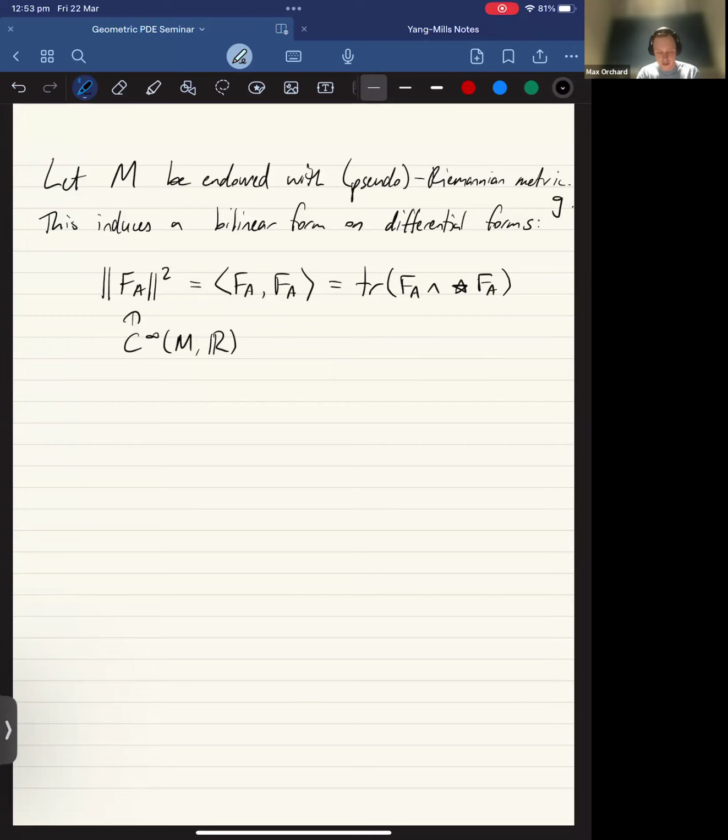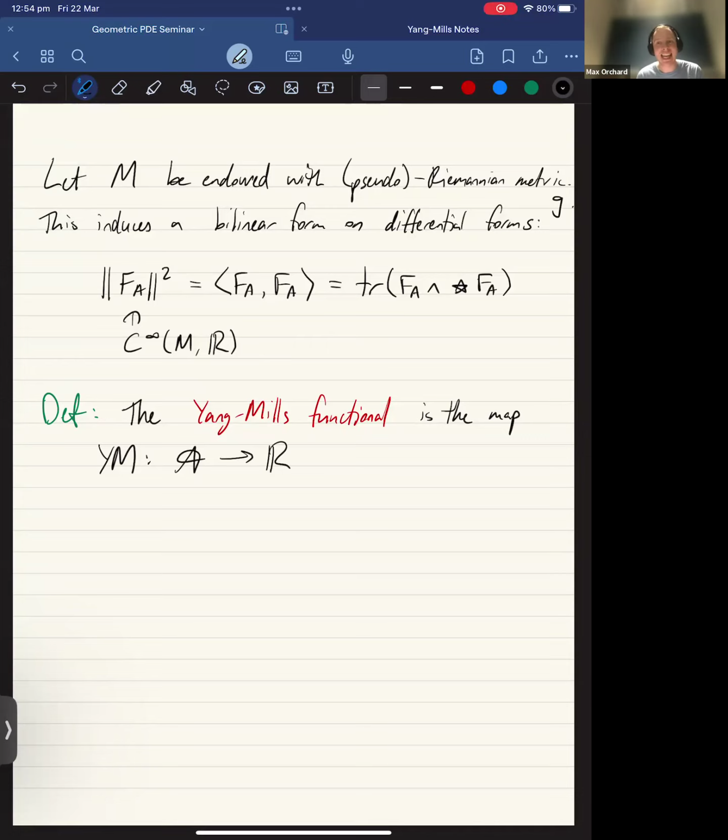So now that we have this, I'm going to define the Yang-Mills functional. Now this is the map. I'm going to call it YM. That takes in a connection and spits out a real number. Now this norm, the L2 norm, I guess, of the curvature, is at each point.